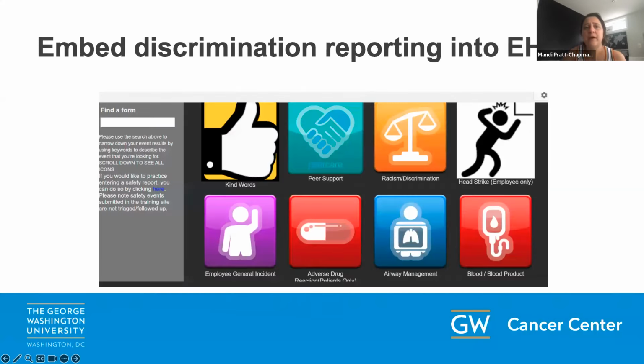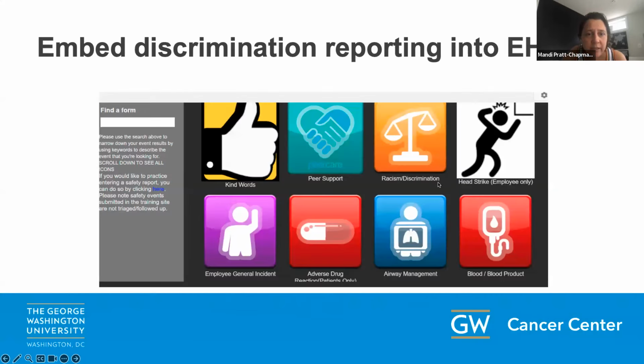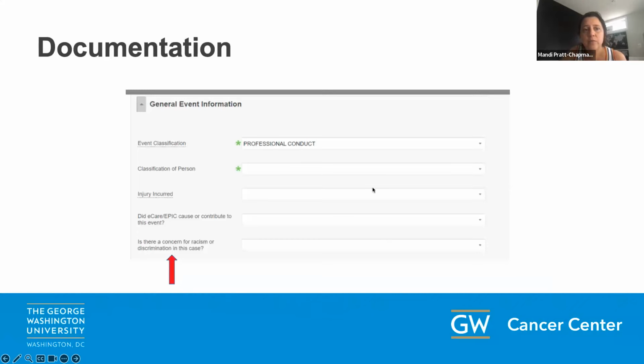Another thing I thought was really powerful was another institution embedded discrimination reporting into their electronic health record. So they actually had a place in the EHR. If you clicked on racism, discrimination, this balance scale sign, there was a form where you could input information about professional misconduct or an encounter where you felt like there was discrimination happening, and that actually was documented and reported so that it could be acted on. And that's part of accountability.